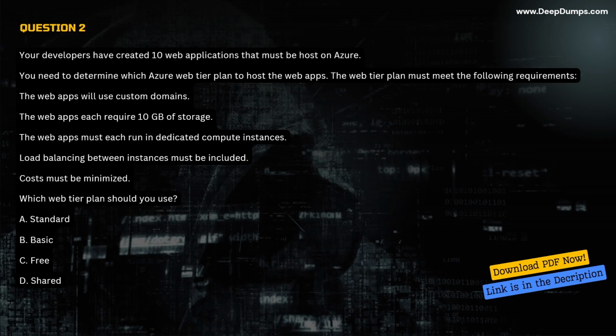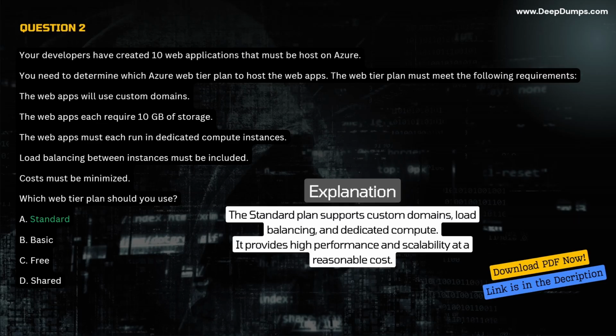A. Standard. B. Basic. C. Free. D. Shared. Correct answer is A. Standard. Explanation. The standard plan supports custom domains, load balancing, and dedicated compute. It provides high performance and scalability at a reasonable cost.